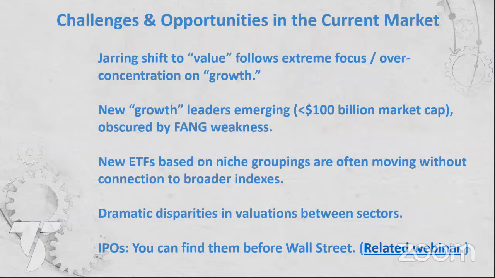Again, it's what I said about the smaller companies, the market weighted index. We're seeing that there is still a desire for growth stocks that are under $100 billion. So in the first part of the webinar, we're actually going to talk about how we find those using TradeStation. The weakness in FANG is kind of hiding those, but it's still happening.